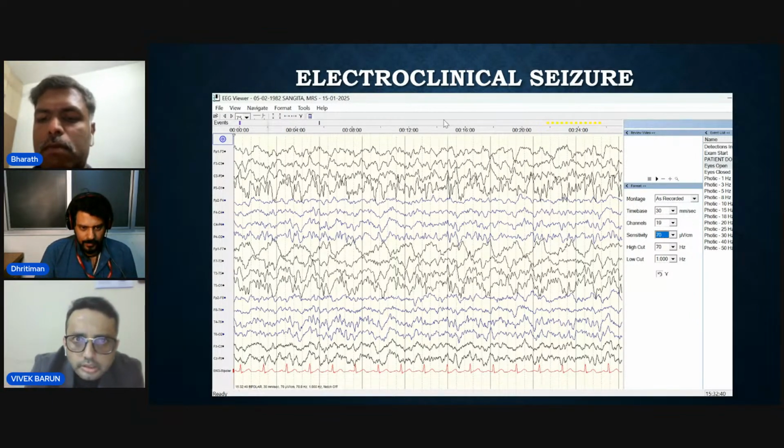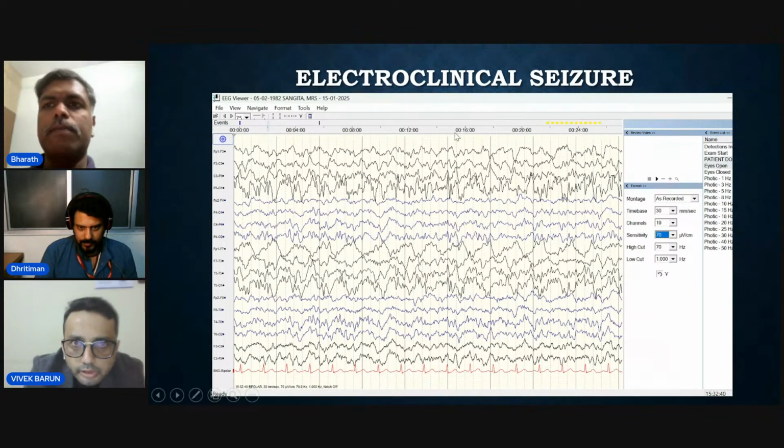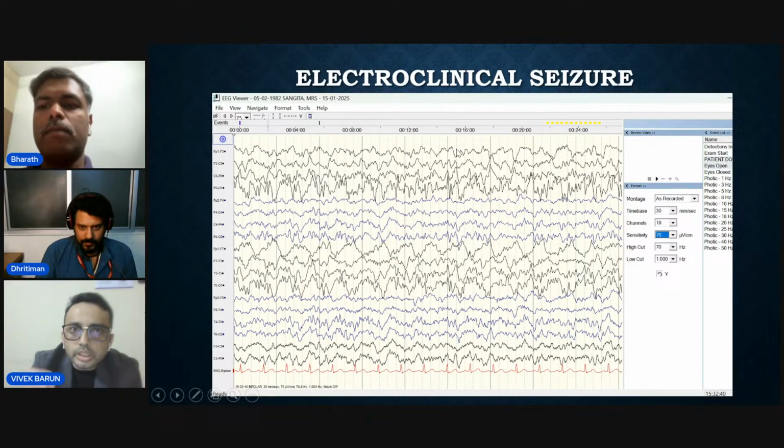If you can see, the distance from here to here is 1 second, and this is 200 milliseconds. One faint line, the distance from here to here is 200 milliseconds. The duration of the spike is less than 70 milliseconds. If it is more than 70 but less than 200 milliseconds, then it is sharp. And if it is more than 200 milliseconds, it becomes a slow wave.